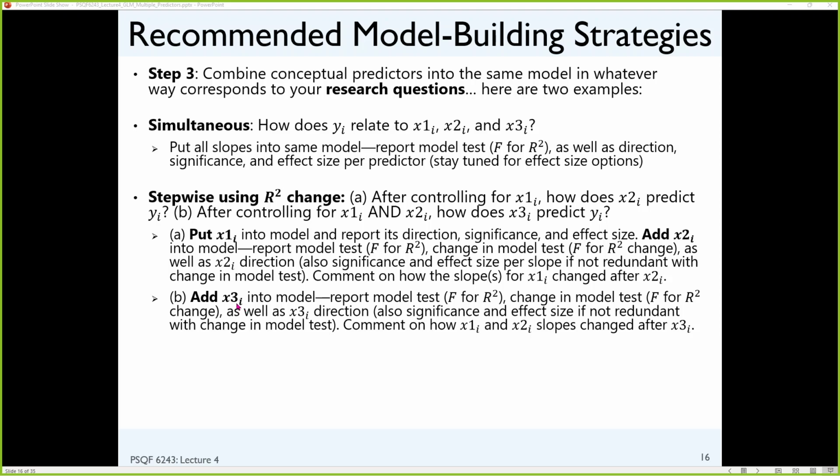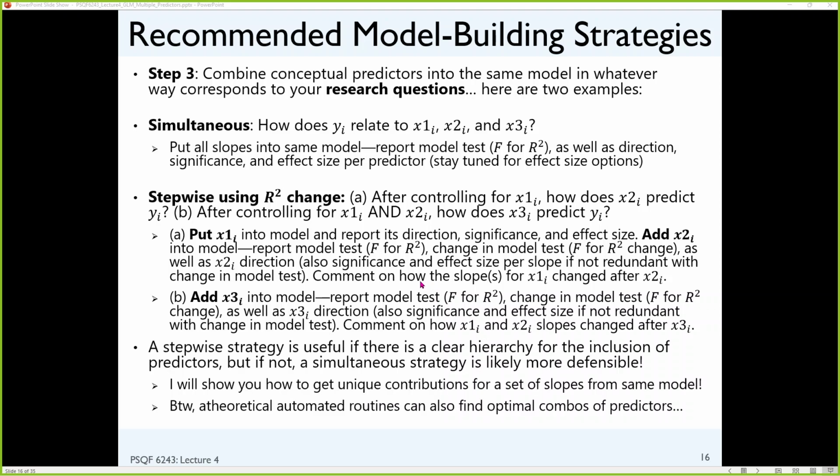So it's going to be up to you whether it makes sense to think of these as just like 3 variables that are all sort of on equal footing versus some kind of sequential driven hypothesis test like this. I can't tell you what the right answer is, but these are the most common ways that people would approach the problem. I think that a stepwise strategy is useful if there's a clear hierarchy, but otherwise a simultaneous strategy is more defensible. And by the way, I'm not going to get into any of the automated routines.